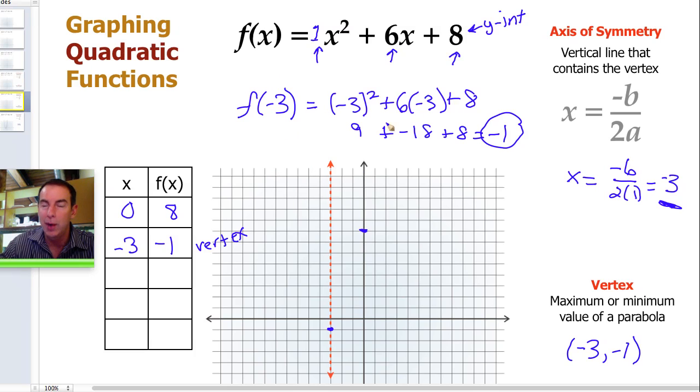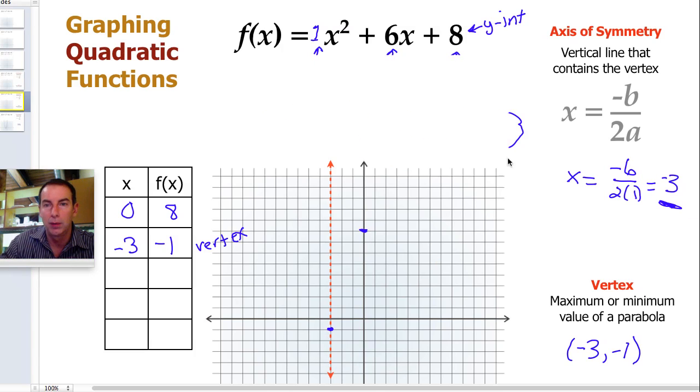The open end of the parabola is going to be facing up. Okay, so we know it's going to look something like this. It's going to be U-shaped. All right, so now we just need to flesh this out a little bit. So let's go ahead and create a little space to work in. All right, let me get rid of some of this stuff. All right, so let's find a few more points.